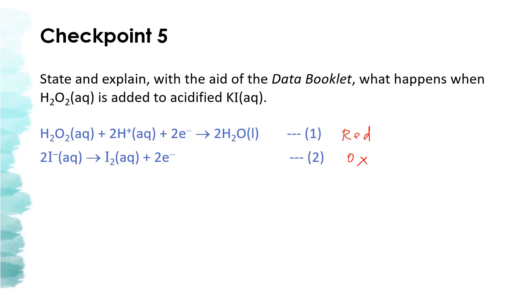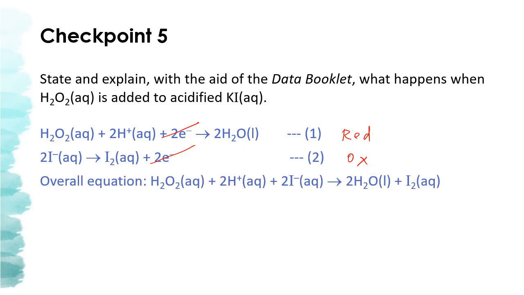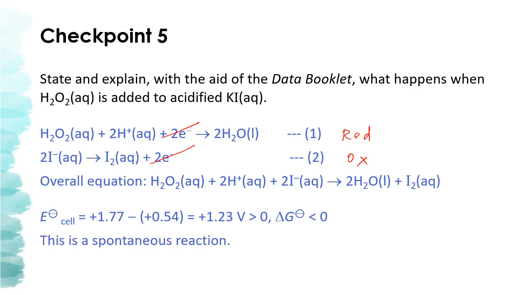If you were to combine the two half equations, which is quite easy to combine because the number of electrons is the same, you do a cancellation, and you can easily write down the overall equation for the redox reaction. Then we can calculate the E naught cell. The voltage is plus 1.23 volt, bigger than 0, which means that the reaction is spontaneous.